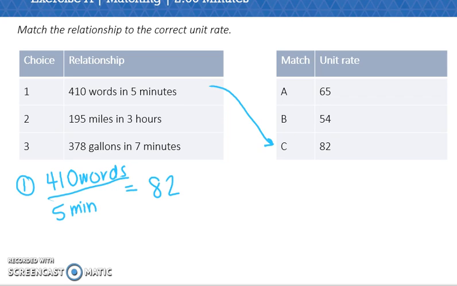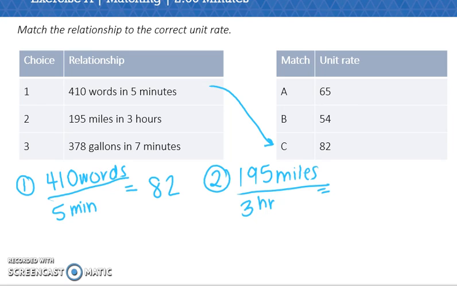So when you're looking to find the unit rate of something, you take the amount that's happened and you're going to divide it by, well, how many times that occurred. So in number 2, it says 195 miles in 3 hours. So to find the unit rate, I'm going to do 195 miles divided by the 3 hours that happened in. So 195 divided by 3, that is going to give us, I believe, 65.